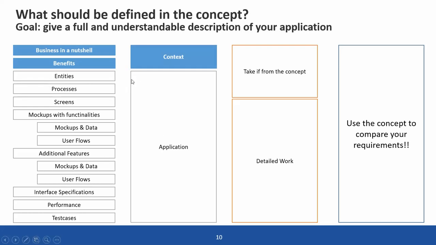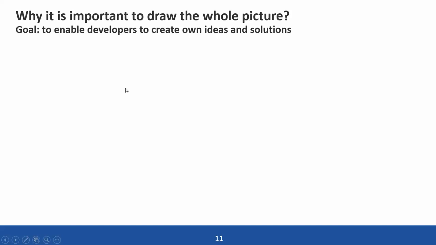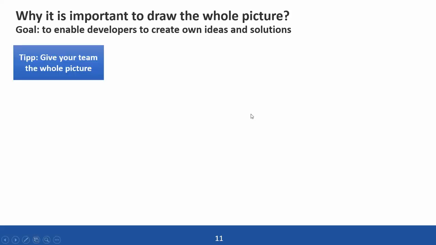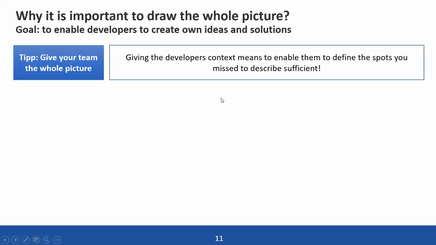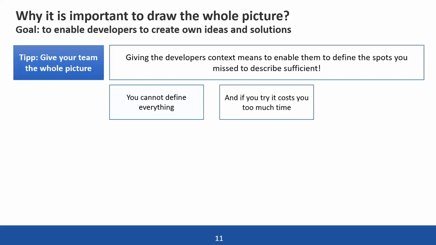So let's start with the context, business in a nutshell, and benefits. I want to say why it is important to draw the whole picture and give the developers some context. You want to give your team the whole picture, because giving the developer context means enabling them to define the spots you missed to describe sufficiently, because you cannot define everything. Even if you try, you will perhaps succeed at 80%, 95%, but never 100%. And even if you try, it costs you perhaps too much.